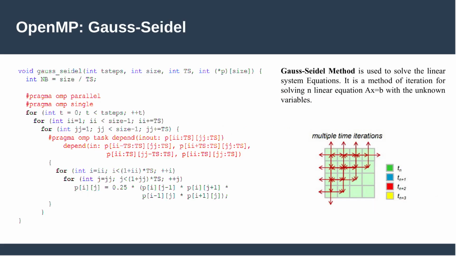The Gauss-Seidel method iteratively solves linear systems, specifically Ax = b, by refining approximations of unknown variables. It updates each variable sequentially, using the latest values, enhancing convergence speed. This method is particularly effective for large, sparse systems, making it a valuable tool in numerical analysis and computational mathematics.